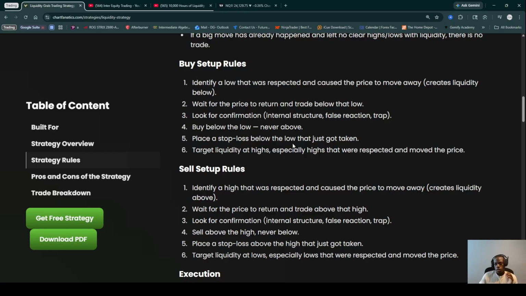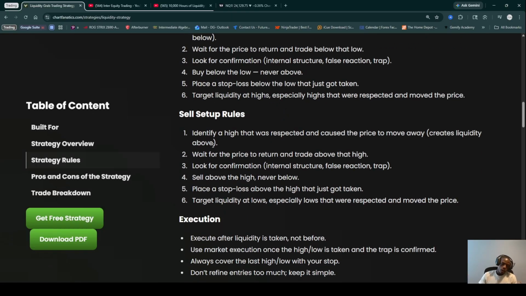Place a stop loss below the lows that just got taken. Target liquidity at the highs, especially highs that were respected. So highs where price didn't take them and it just stabbed at it and moved away. You can target those.